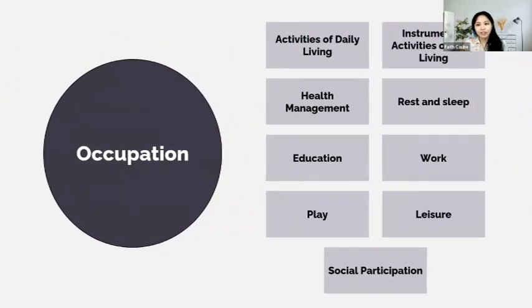So we've defined occupations earlier, but now let's look at the specific categories of occupation that we look at. So these have evolved in a lot of ways. For example, rest and sleep used to be part of activities of daily living. Health management used to be part of instrumental activities of daily living. But this is the current version that's used by the American Occupational Therapy Association. We'll take our time going through these so you can get a sense of the scope of what exactly we look at. But the discussion won't be exhaustive, and I won't list every single occupation under each one because that would take us forever. We can be here for 5 hours and we won't end our discussion. So I'll just discuss enough for you to kind of understand what goes under each category.